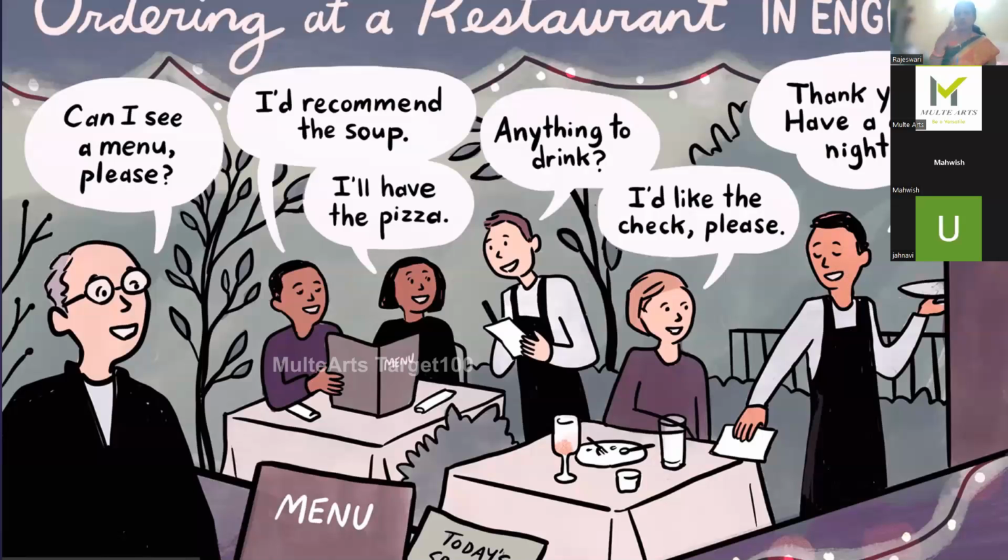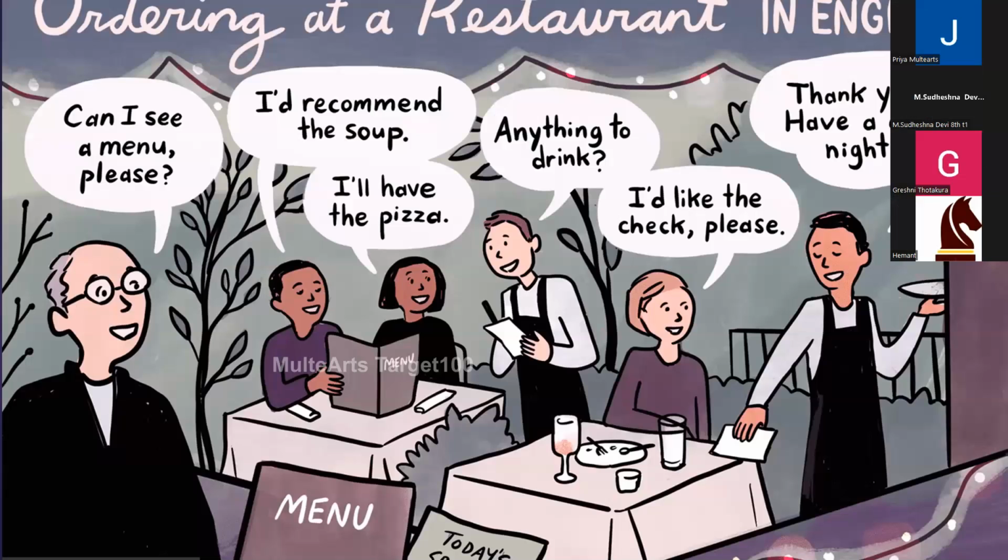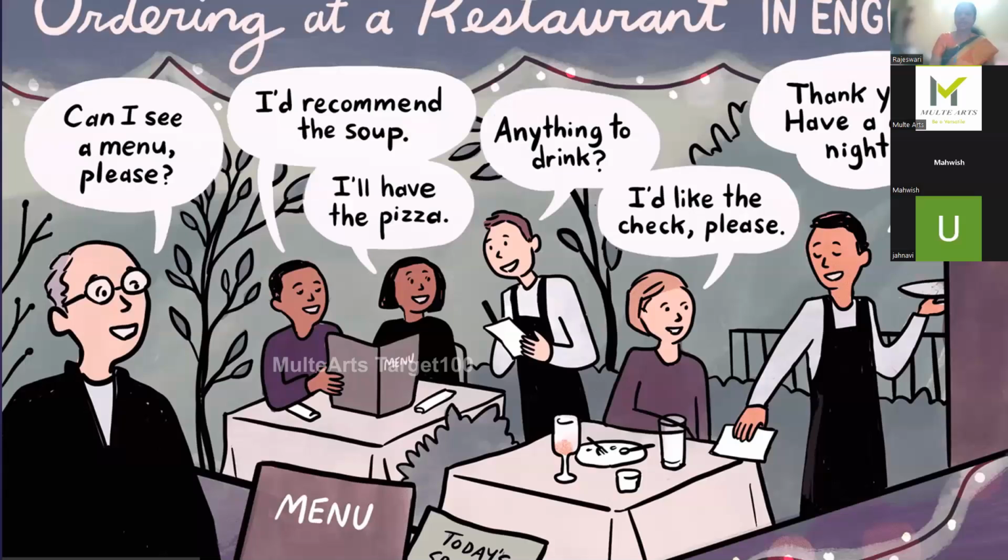Then after you get the menu, you want to order something. So you have chosen some soup, suppose. So I would recommend, the I and D is "I would." I would recommend the soup, or I will have the pizza. It is not pizza, the j sound must come, pizza. Then if the waiter is going to ask you anything to drink, yeah, I would like the check, please. Let me check, you say. Then he definitely says thank you, and once everything is done, once you pay the bill, you say thank you, and it is up to you whether you wish the waiter or not. And he feels happy when you wish them back, saying have a good day or something.